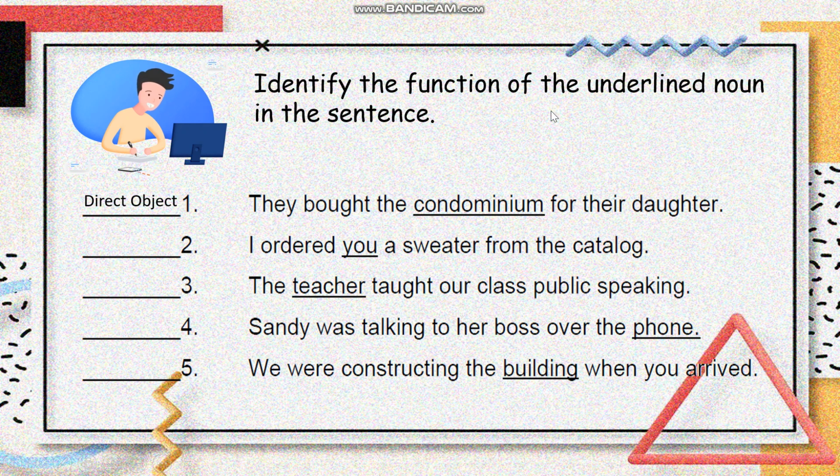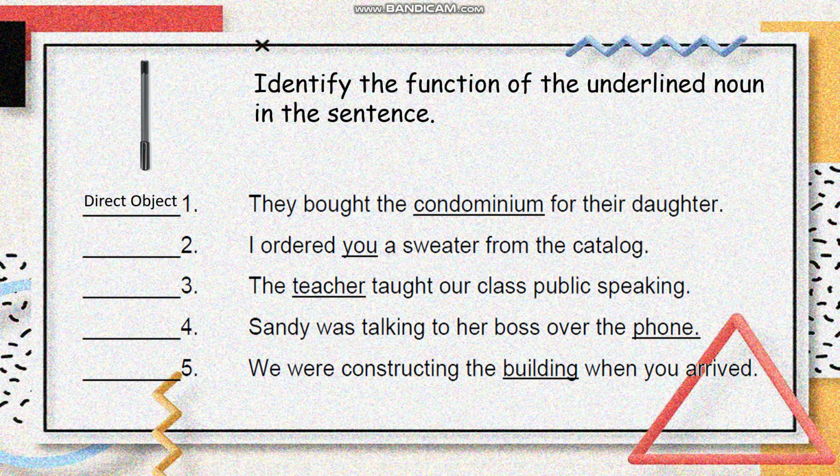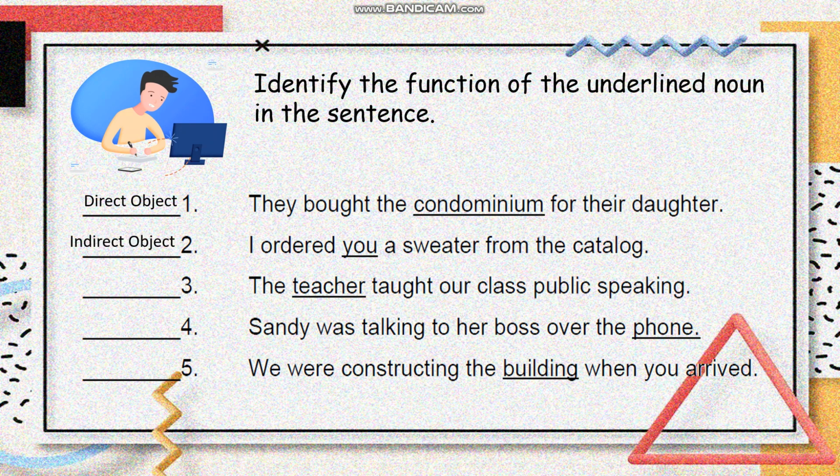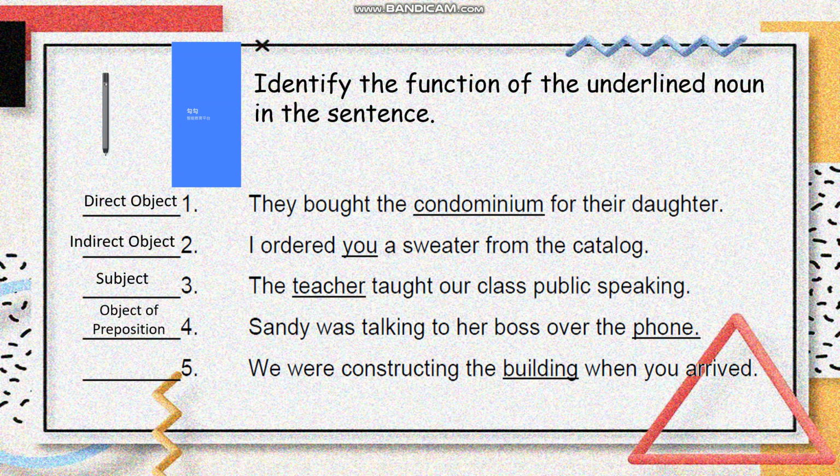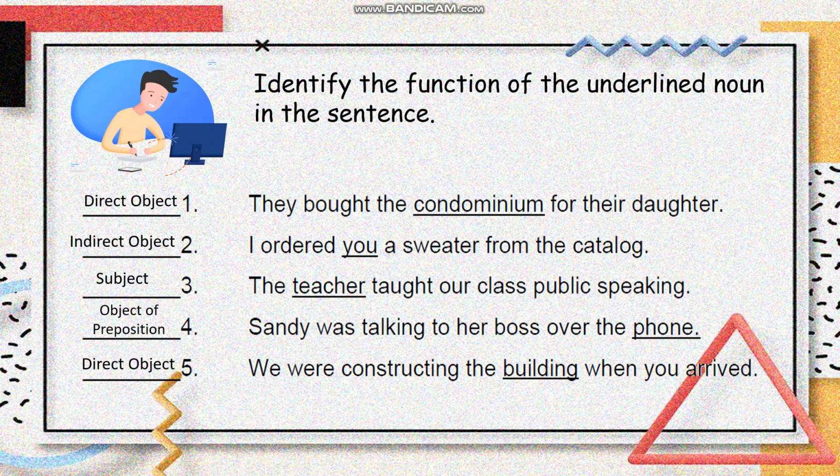The first answer would be direct object. The condominium would be the direct object here. Next, I ordered you a sweater from the catalog. You would be the indirect object. Teacher would be the subject. Phone would be the object of preposition. And building would be the direct object.